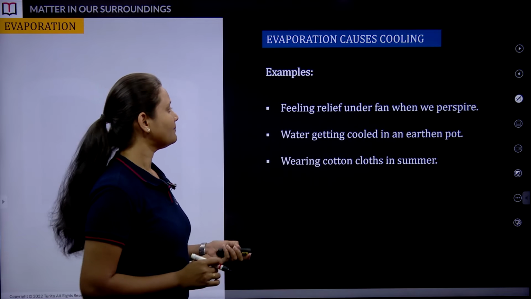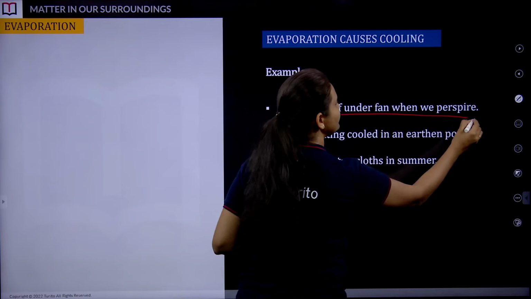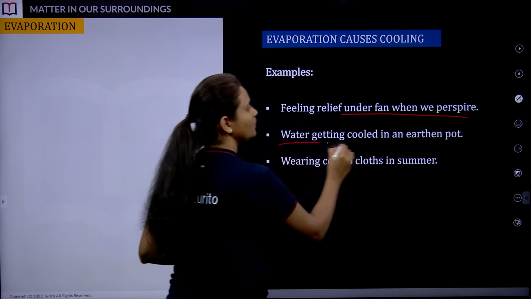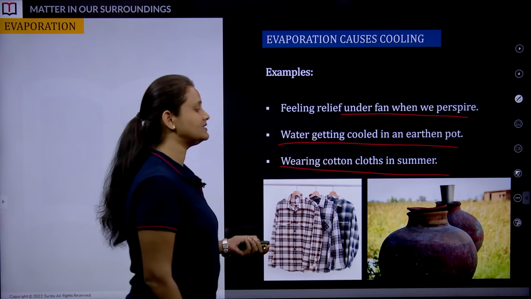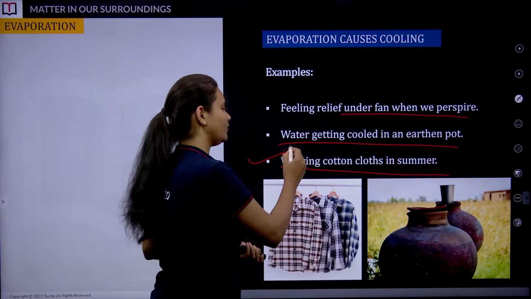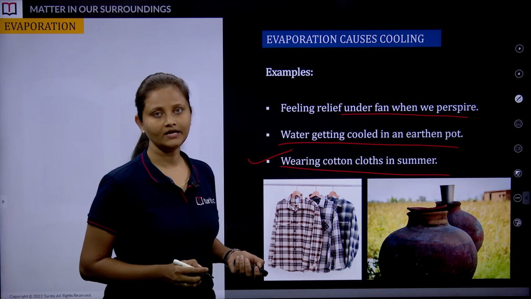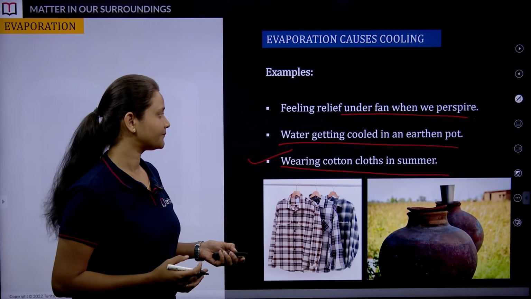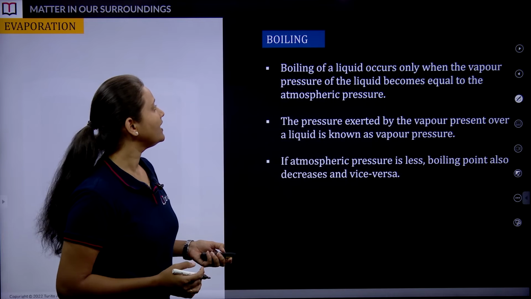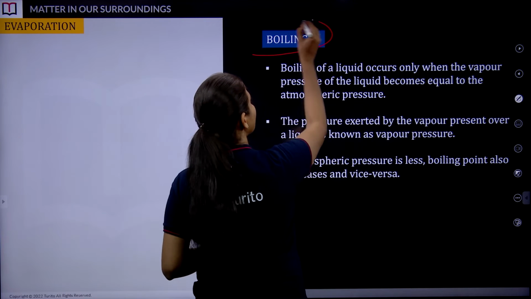Yes, there are some examples like feeling relief under fan when we perspire, water getting cooled in an earthen pot, and wearing cotton clothes in summer. Okay, that's the reason students, we wear what? Cotton clothes, right? Because the evaporation rate increases because of this phenomena. Then let's move ahead and deal with the next concept called as what?